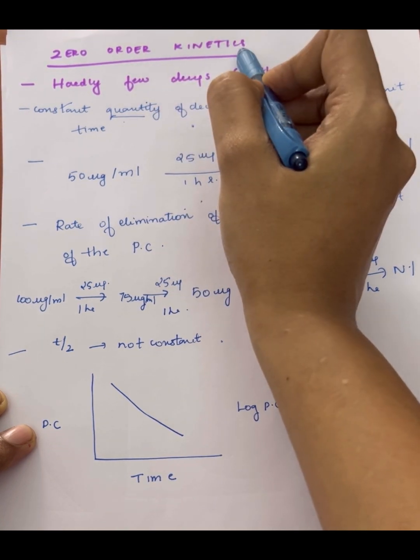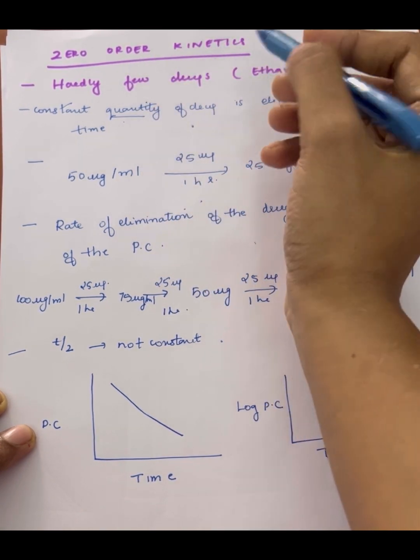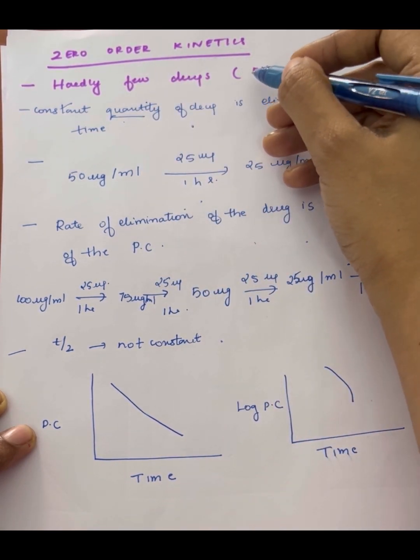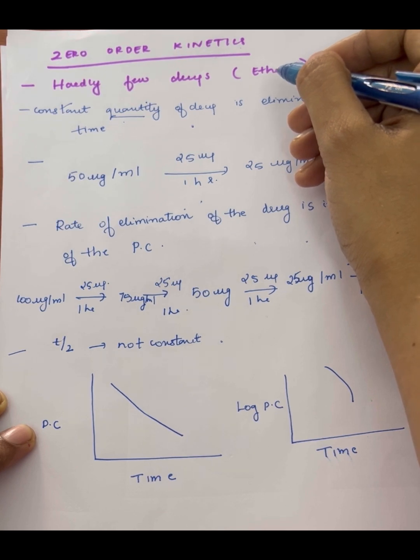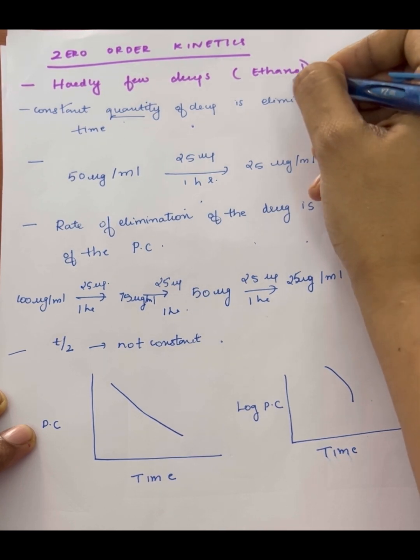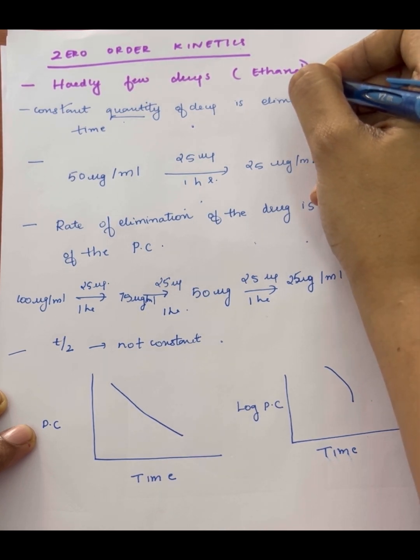Zero order kinetics. Hardly a few drugs will be obeying zero order kinetics in true sense. However, an example can be cited of ethyl alcohol or ethanol, whose metabolism is of zero order kinetics at virtually all the plasma concentrations. Now, there are certain characteristic features of zero order kinetics.